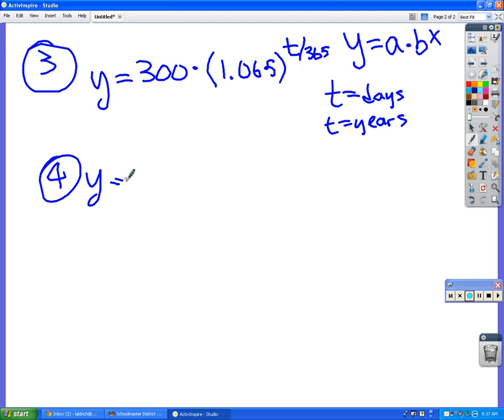Okay, so number 4, initial population is 350,000. And it's increasing at a rate of 1.45% each year, so 1.0145 to the t or to the x or to the whatever.